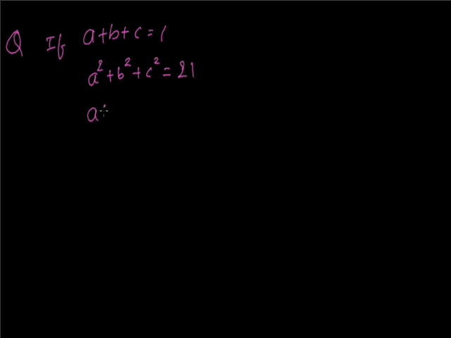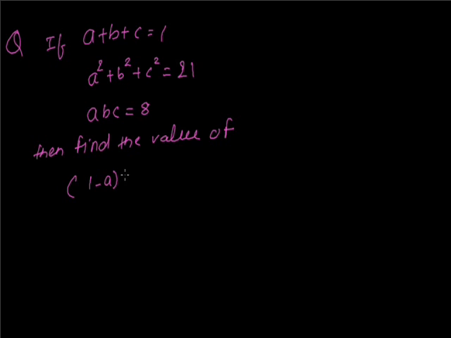Next question which was asked in IGCSE: if a plus b plus c equals 1, a square plus b square plus c square is equal to 21, abc is equal to 8, then find the value of 1 minus a into 1 minus b into 1 minus c. This is also a question of IGCSE asked in 2012.